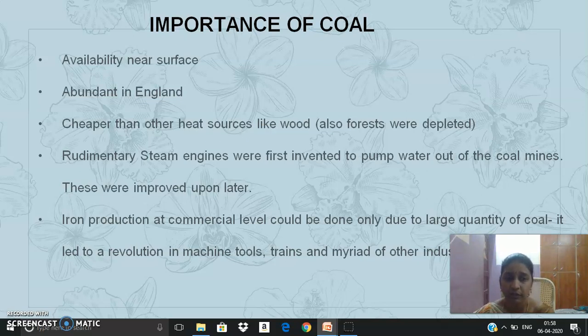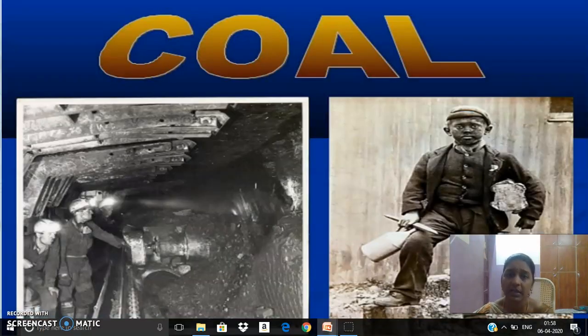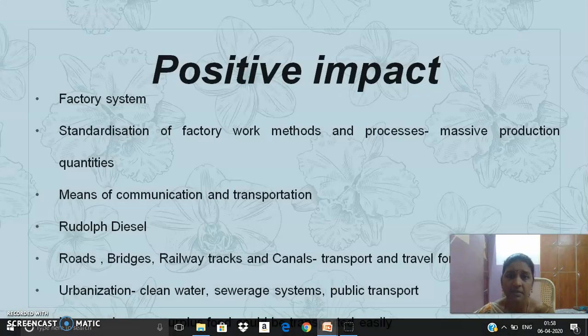Because of the huge quantity of coal, iron production was also increasing, and this led to a lot of production of machine tools, trains and myriads of other industries. One of the disadvantages with the introduction of coal was that child labor also grew in leaps and bounds, because small children were made to work in the tunnels to take coal from the coal mines.